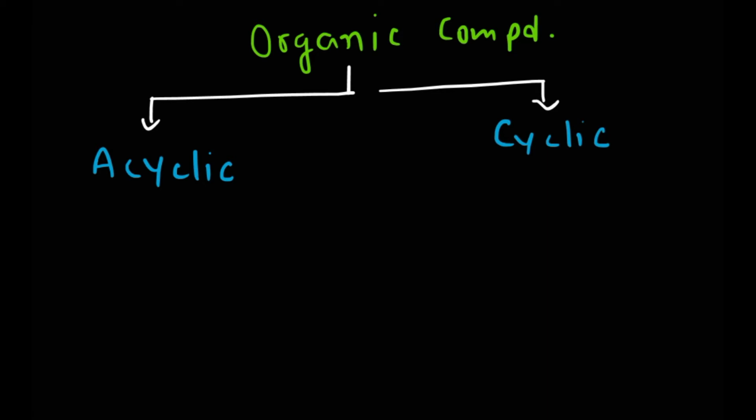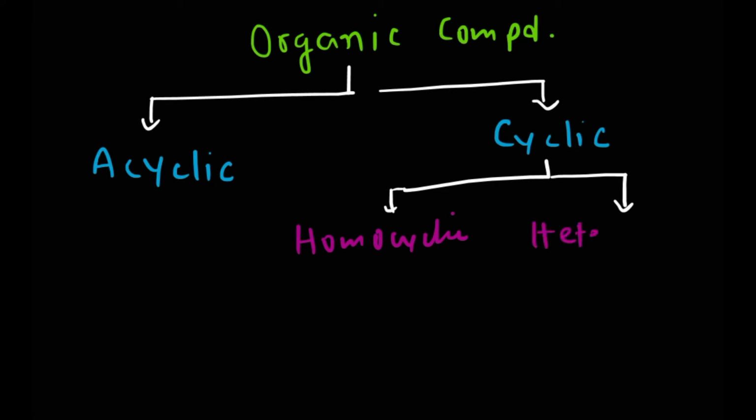Now we can divide this cyclic compound into two parts. The first part is homocyclic, and the next part is heterocyclic. Now let us see homocyclic. We can again divide homocyclic into two parts.